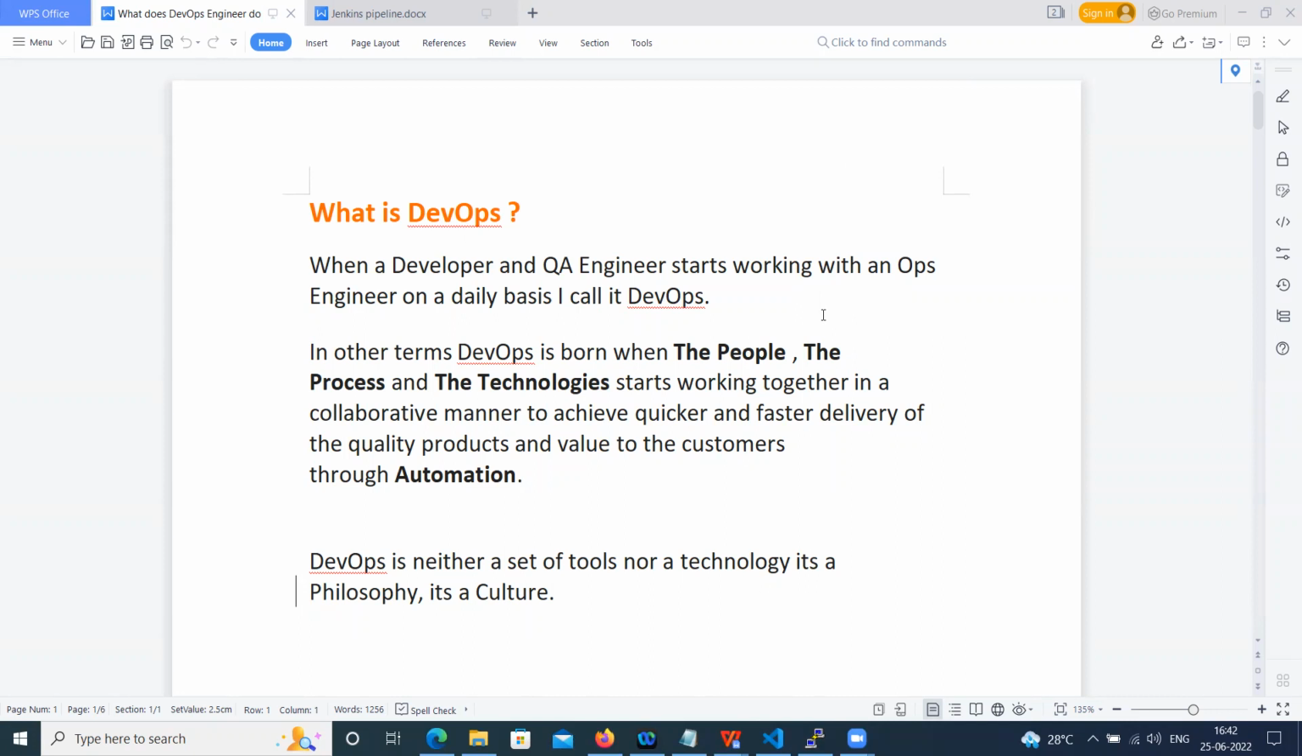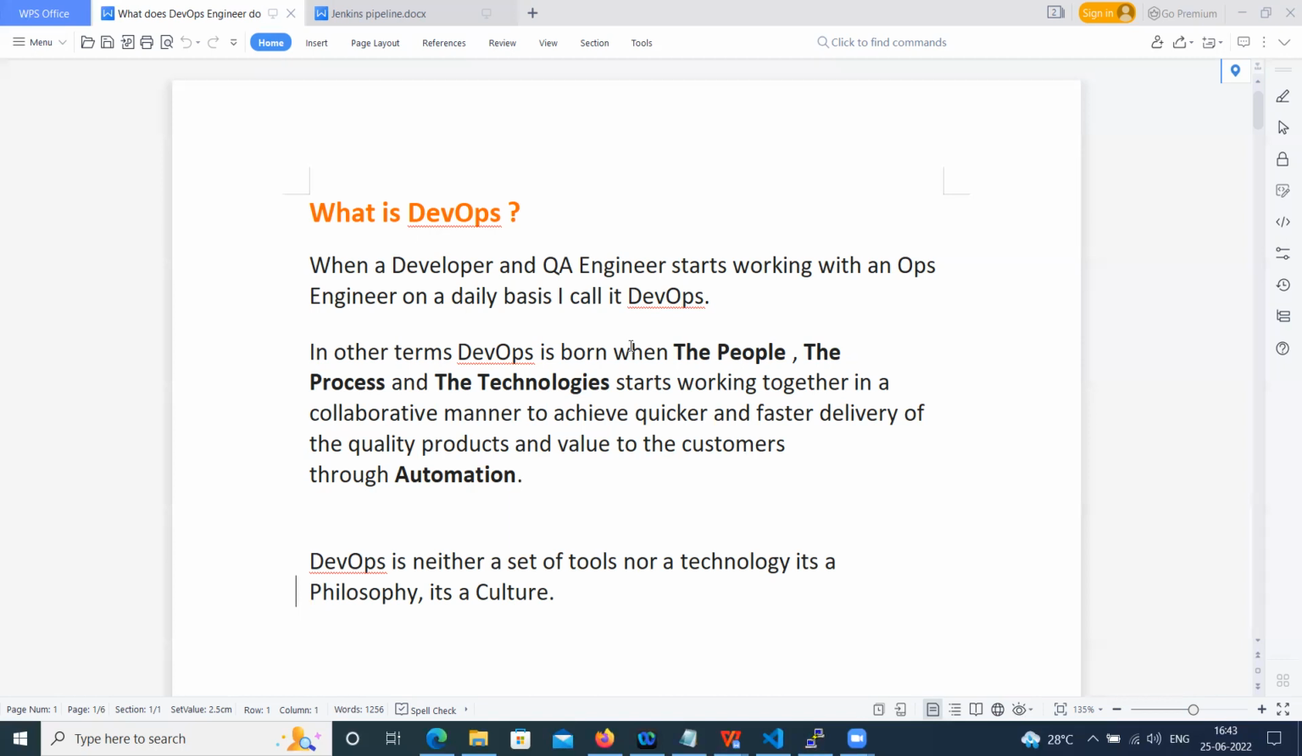So what is DevOps? Dev means development and Ops means operation. In a simple line, when a developer and a QA engineer start working with the Ops engineer on a daily basis, it is called DevOps. So DevOps is not a specific tool or something with a specific responsibility.